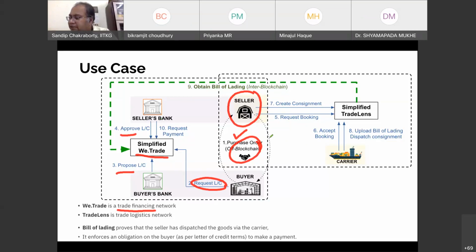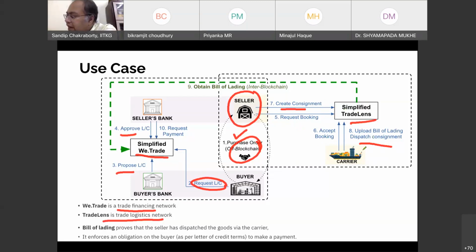So what the seller does, the seller uses another blockchain network, that is the TradeLens network. TradeLens is a kind of trade logistics network. It helps in supplying the items based on the consignment that is coming from the seller. So the seller creates the consignment, and once the seller creates the consignment, they need to upload the bill of lading for the dispatched consignment. So the carrier actually submits the bills showing that all the items have been dispatched.